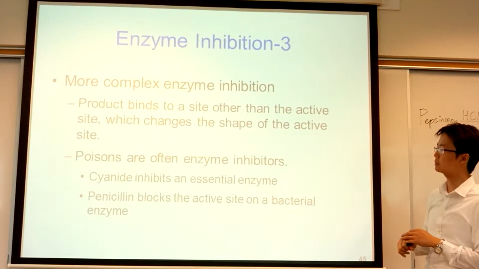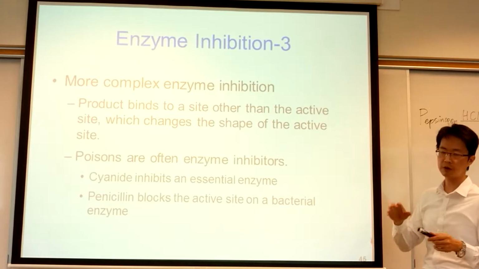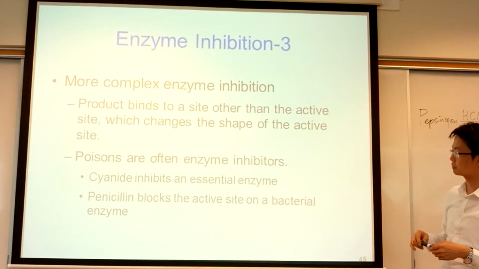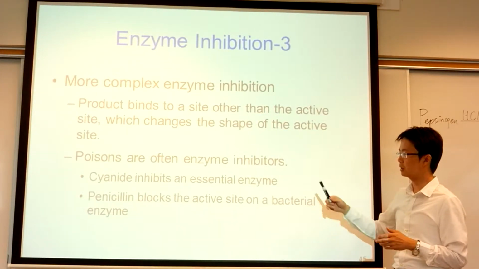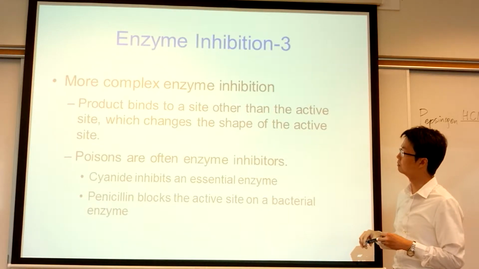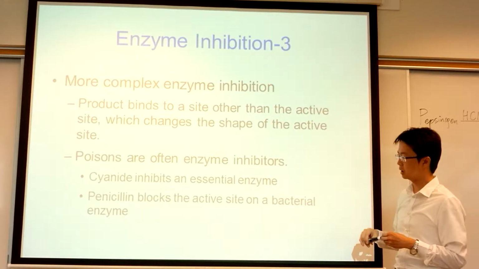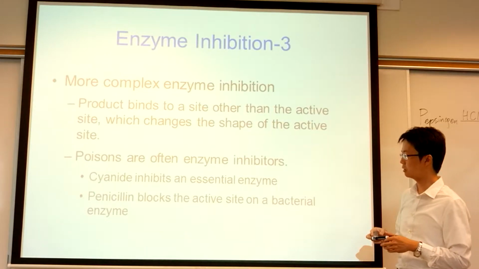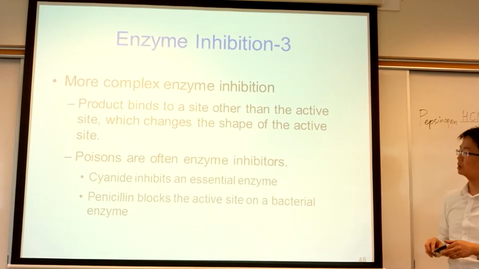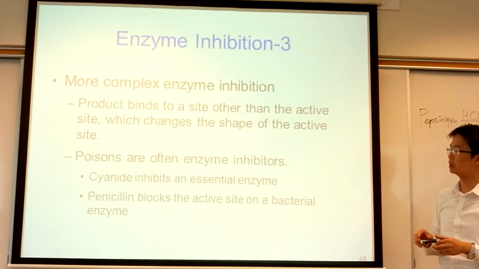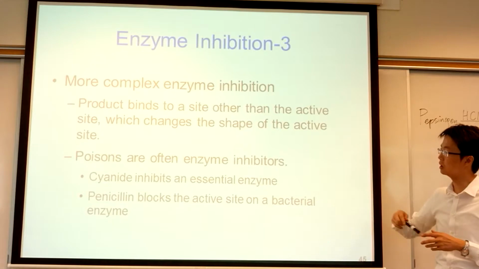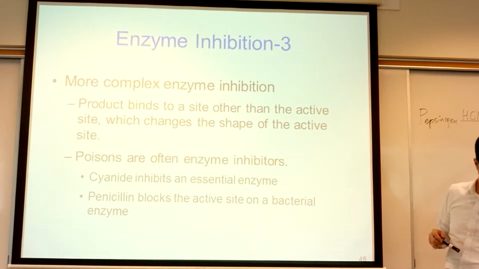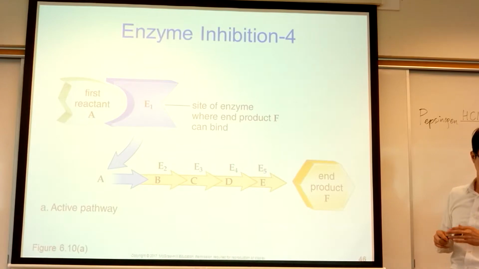And then there are other types of enzyme inhibition other than blocking the active site by the product. For example, cyanide can inhibit an essential enzyme. I believe it's cytochrome. Penicillin blocks the active site on the enzyme as well. So all these are enzyme inhibitors that cause biological changes. Usually these are the fatal ones that can kill the bacteria and also kill human beings. So, enzyme inhibition.